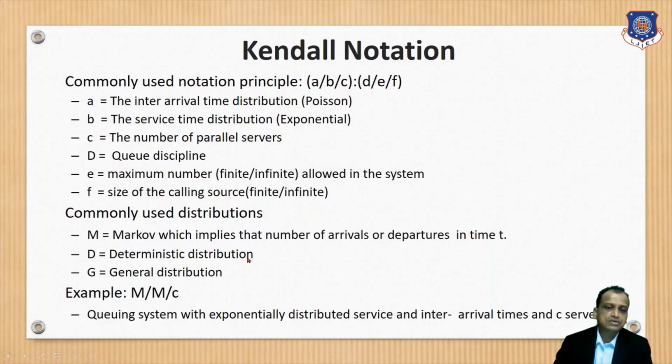So there are dozens of queuing models, but only one model is in your syllabus, right? So we will concentrate on that model only. Now a queuing system with exponentially distributed service and inter-arrival times and C servers, that is M/M/C. M is nothing but Markov distribution, again, and C is the number of parallel servers, right? So in general, what is the notation? A/B/C/D/E/F.